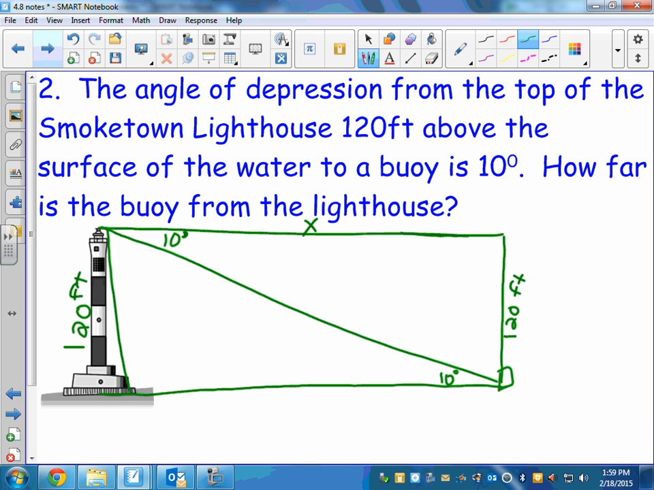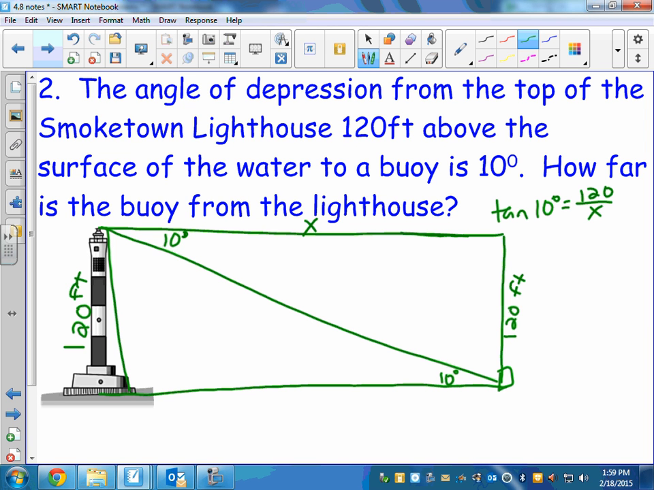Do you agree with that? Like they're just moved around? So it doesn't matter which one you like to work with. Some people hate working with this one, so they always flip it down here. I don't care. You should get the same answer. If we set up this one, would I still use my good buddy tangent here? Yep. I would say the tangent of 10 degrees equals 120 over x.